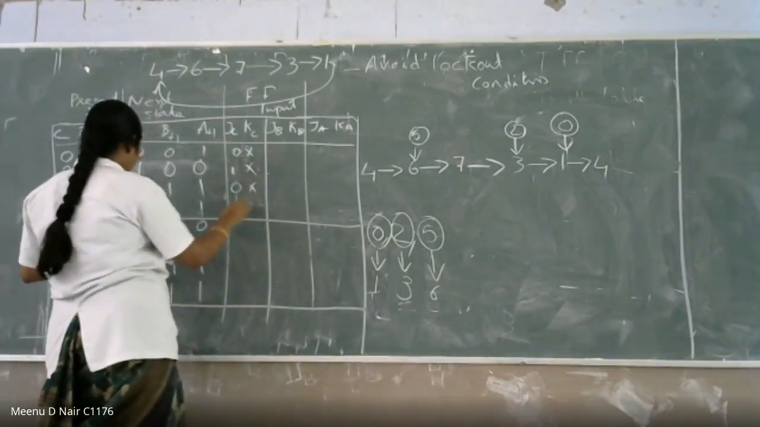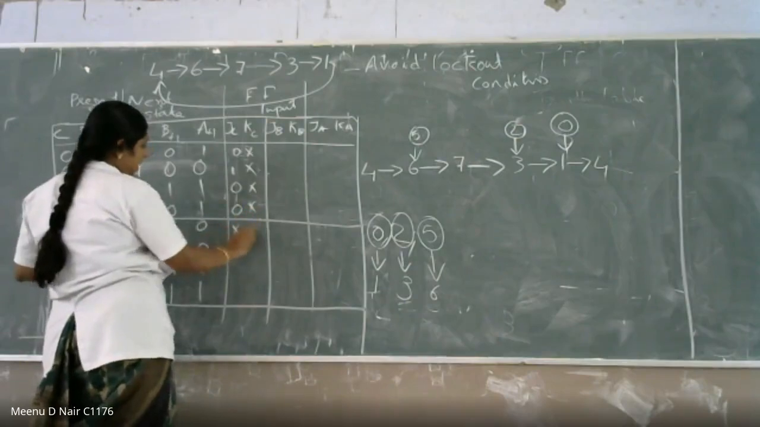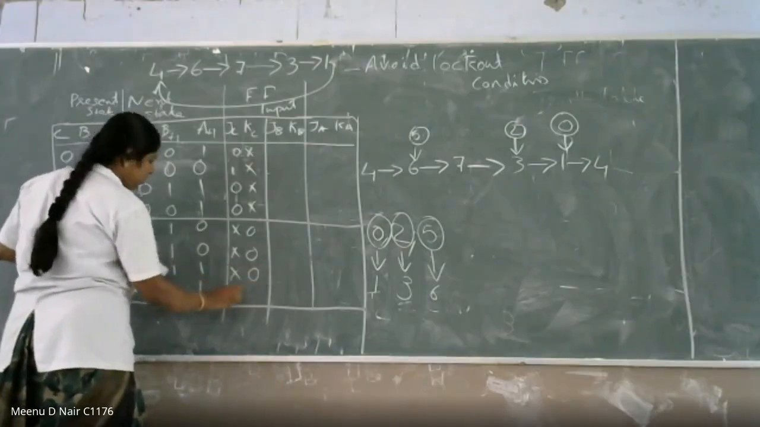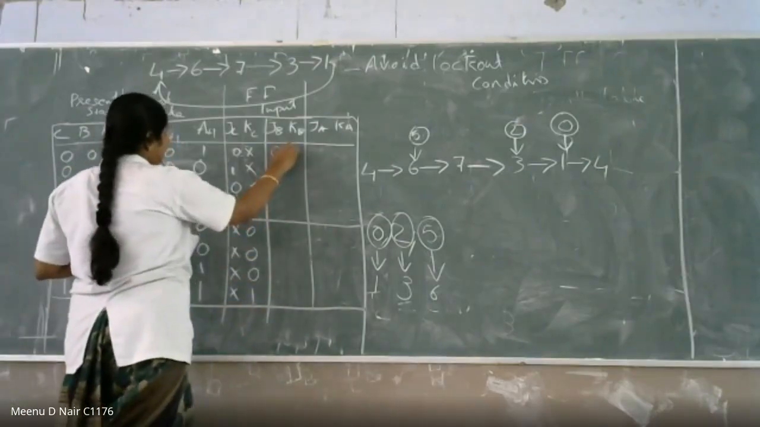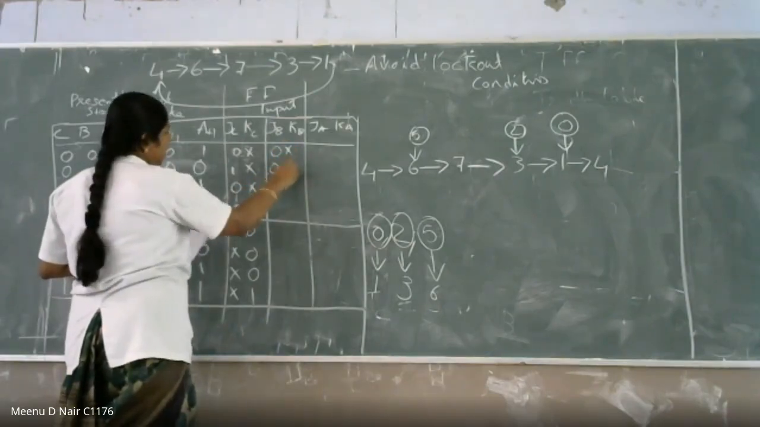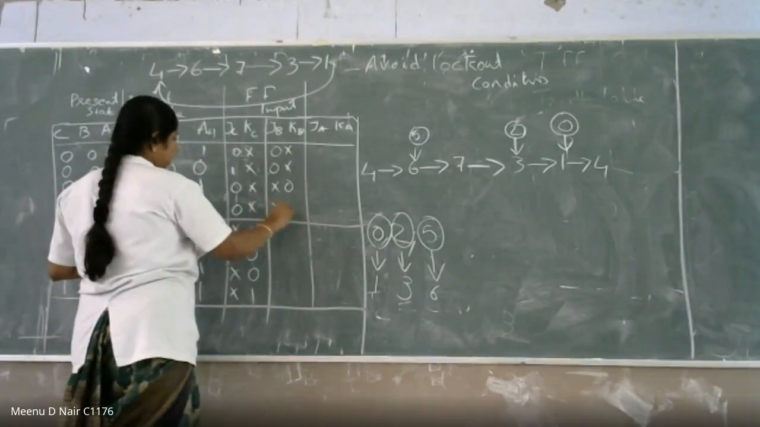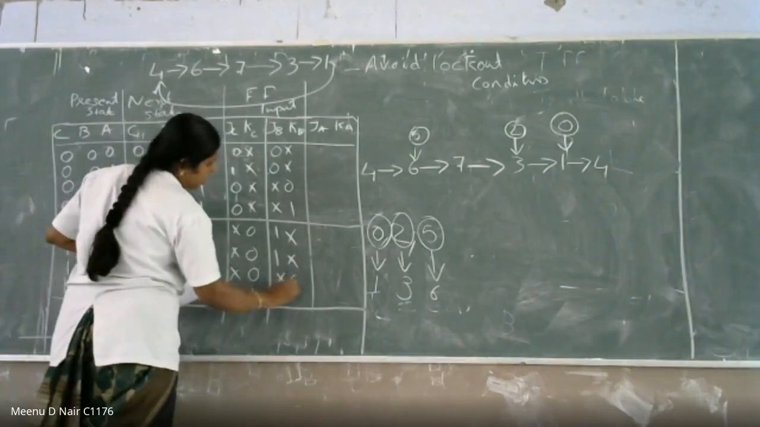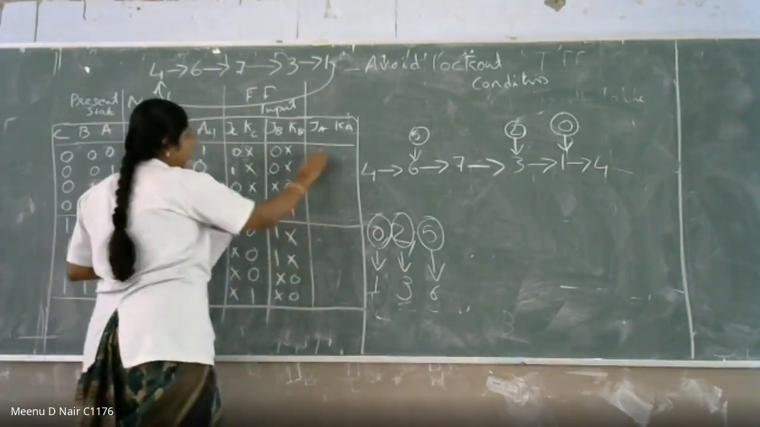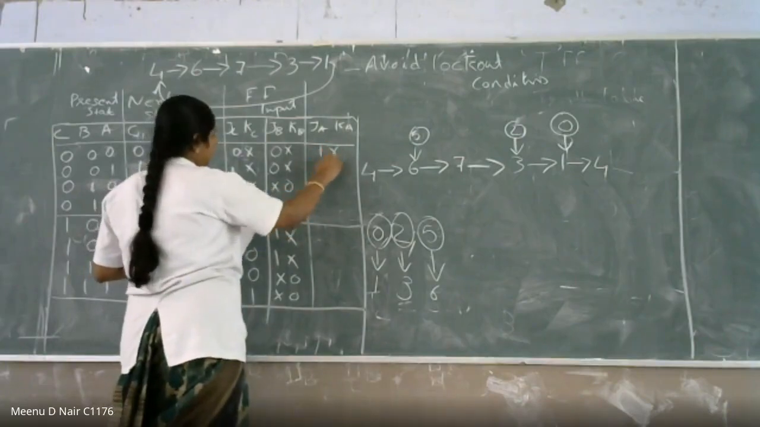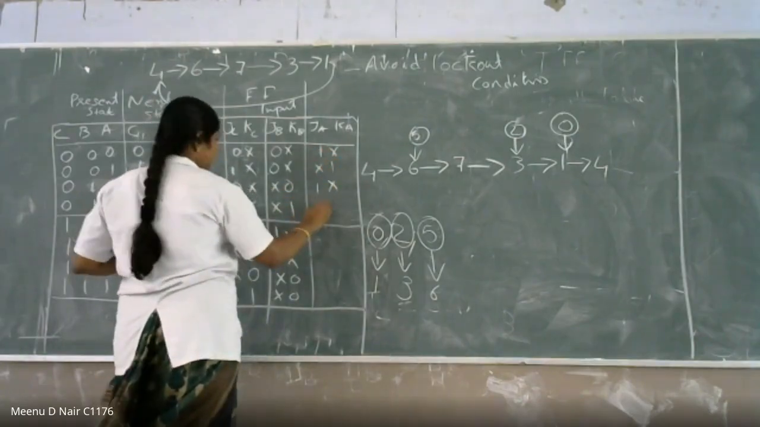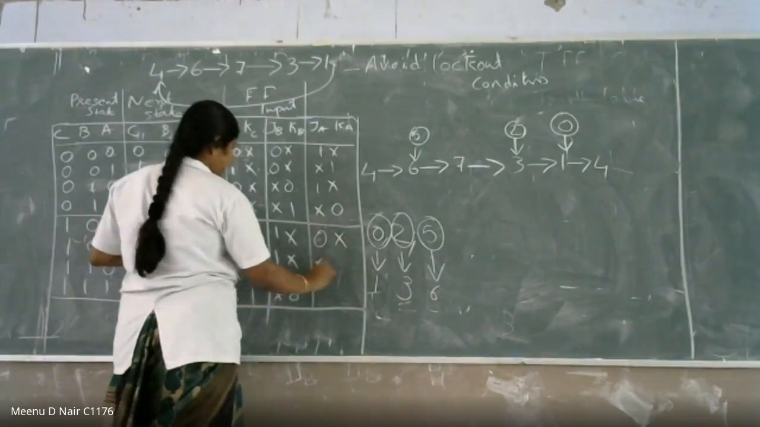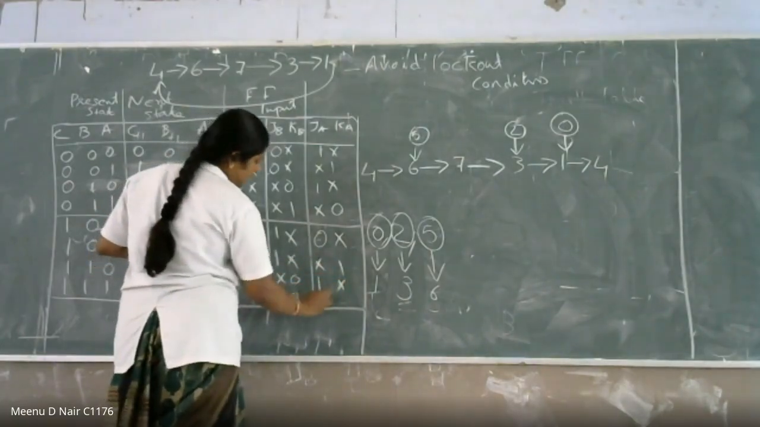Then this is 0x, 0x. This is x0, x0, x0. This is x1. So here it is 0x, 0x, x0, x1, 1x, 1x, x0, x0. Here it is 1x, x1, 1x, x0. This is 0x, x1, 1x, x0.